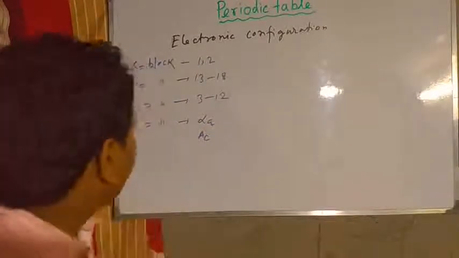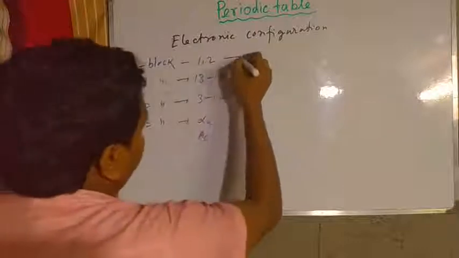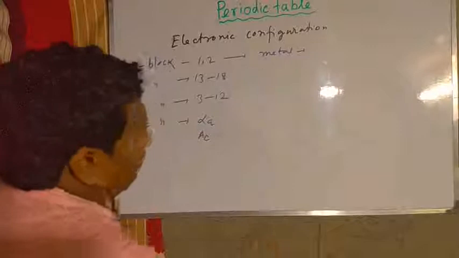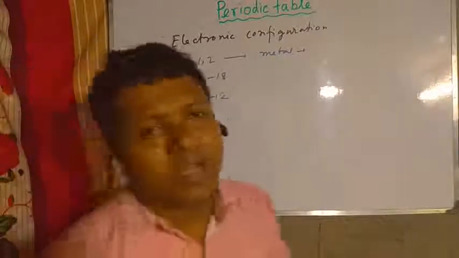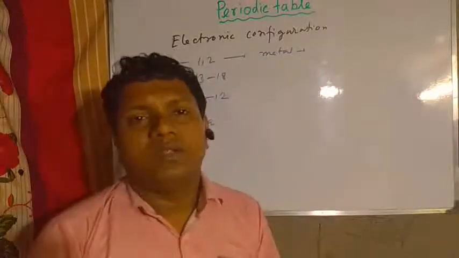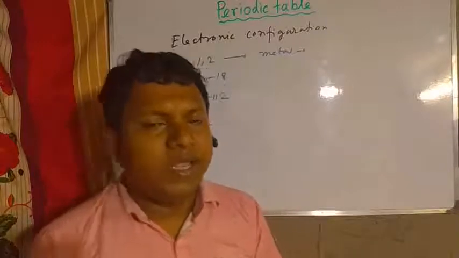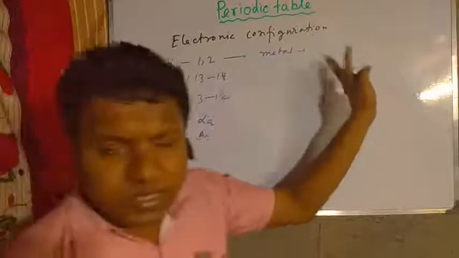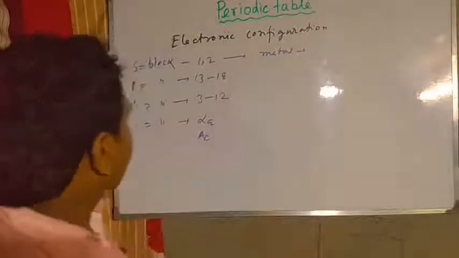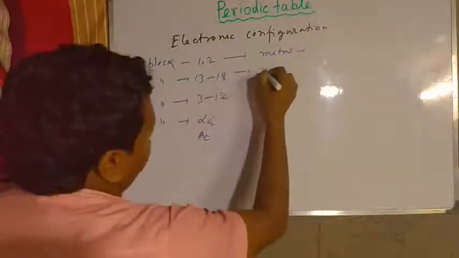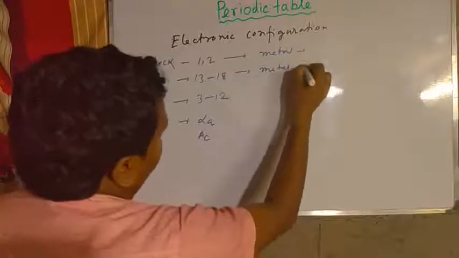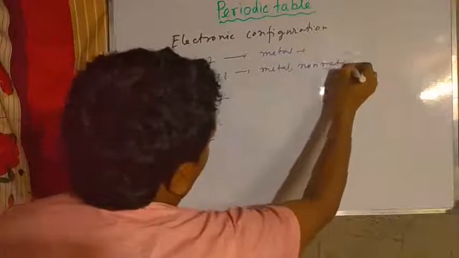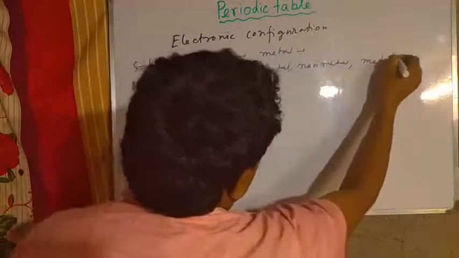Okay? S block elements are generally metals, so they can conduct heat and electricity. P block elements are metals, non-metals and metalloids.